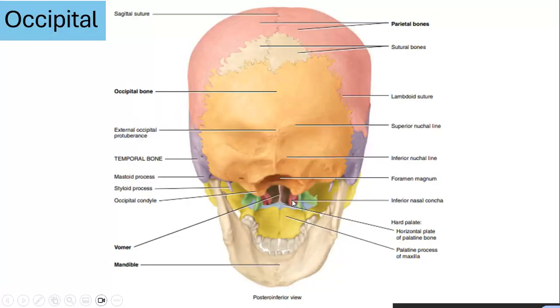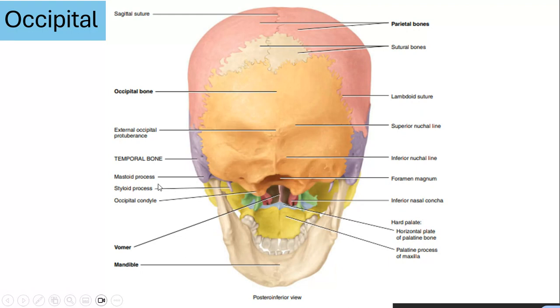That's the inferior nasal concha. Hard palate, horizontal plate of palatine bone. That's the palatine process of maxilla. This particular one is also a palatine process of maxilla. It's mandible. That is again, this is Vomer. Occipital condyle. So this is the occipital condyle.